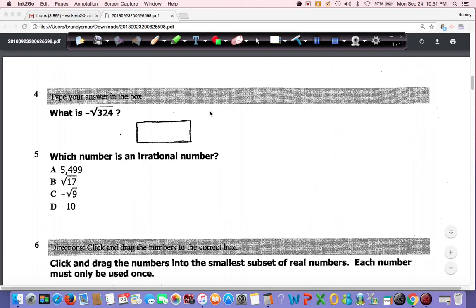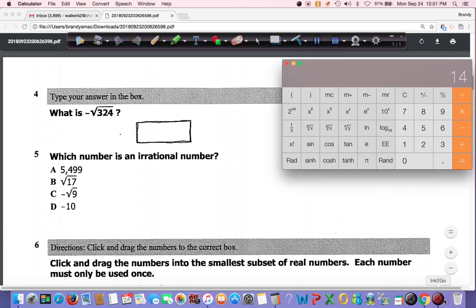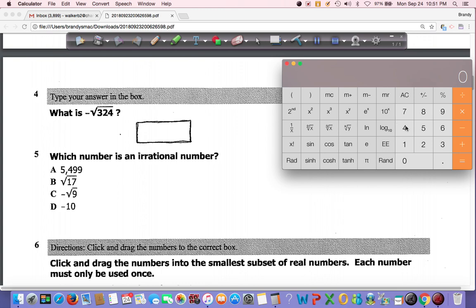Okay, we're back. Number 4, type your answer in the box. What is the negative square root of 324? Well, whenever I see the square root sign, I know I need my calculator to help me solve it. So a couple of you guys have done this. Now this is the best wrong way. Does that make sense? It's what most of you guys do, and then you raise your hand during the test and you're like, I don't know what to do.